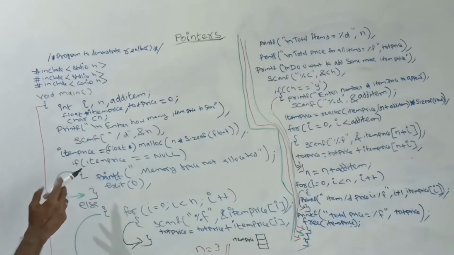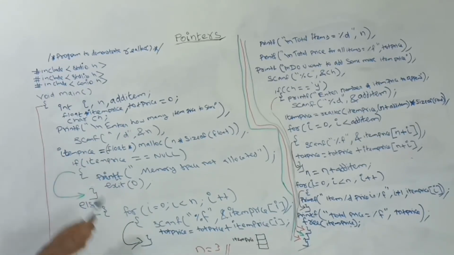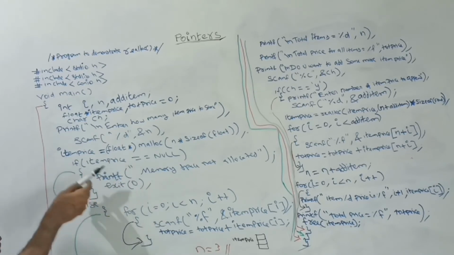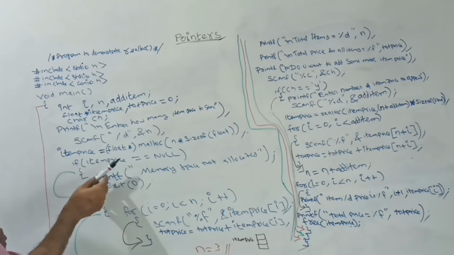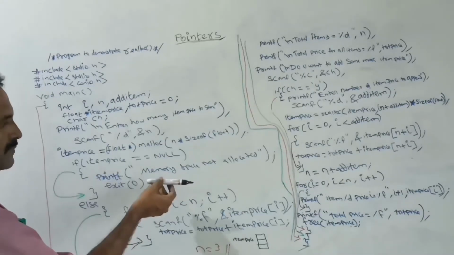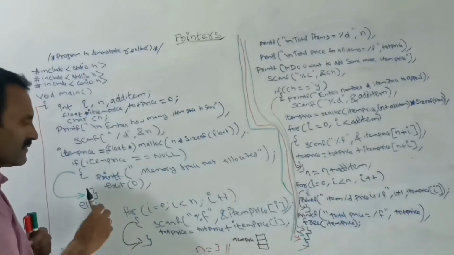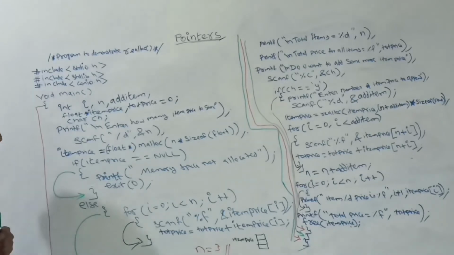So if the memory was allocated, next it will go to the else part. Otherwise, if the memory was not allocated, it will go to the if part. Here I am checking if item price is equal to null, then memory space is not allocated, this message will be displayed and it will come out of the program. Here if it is allocated, next it will go to the else part.